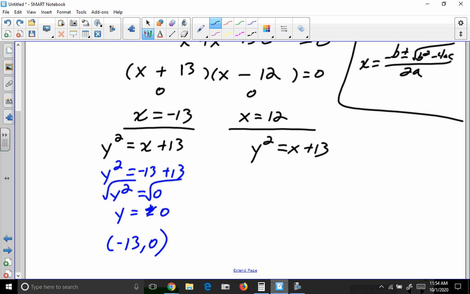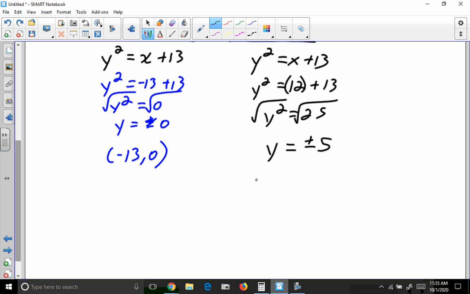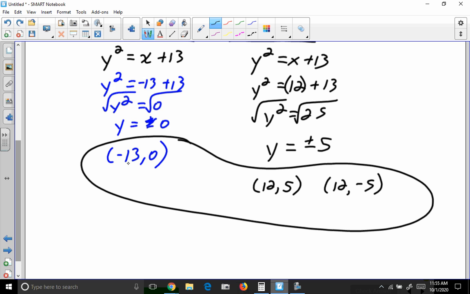Now for our other one, if we replace x with 12, we get that y squared is 25. So if we take the square root of both sides, we have to include plus or minus, and the square root of 25 is 5. So when x is 12, we could get a positive 5, or we could get a negative 5. So in this one, we actually have 3 solutions. A negative 13 corresponds to a 0, 12 can correspond to 5, or a negative 5.